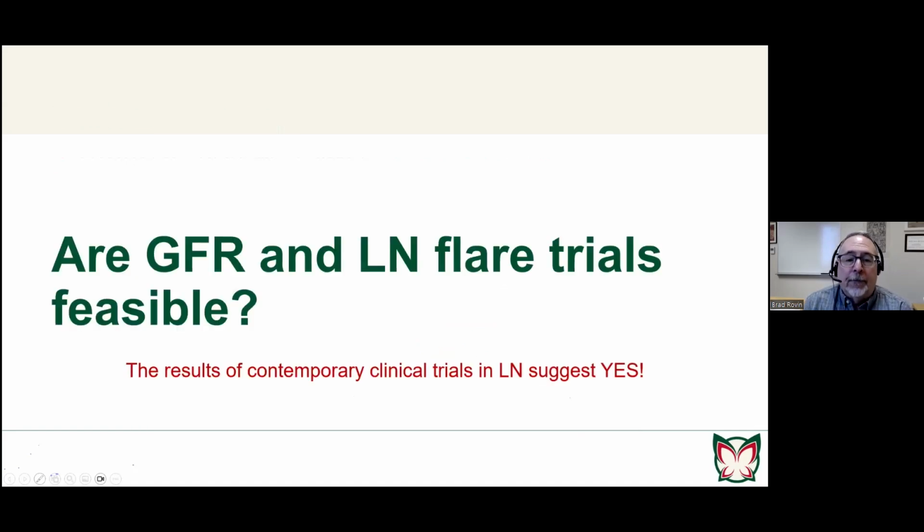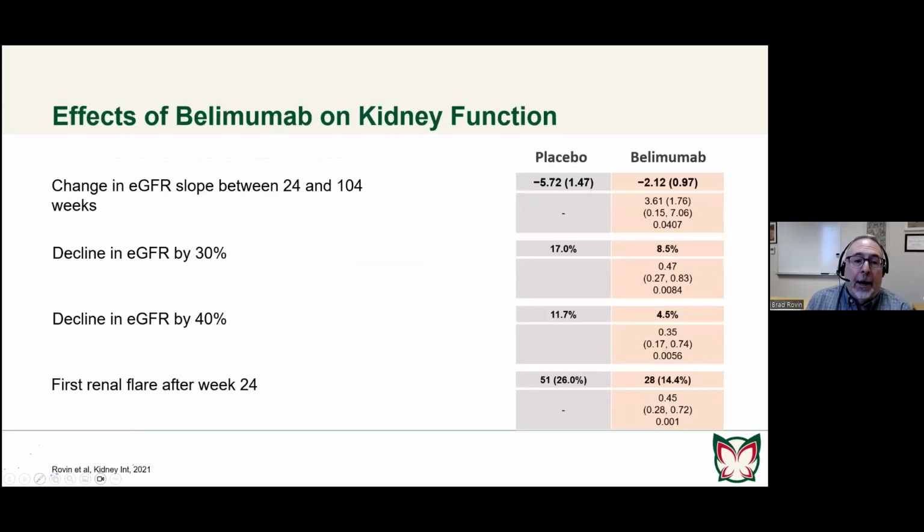So, are GFR and lupus nephritis flare trials feasible? And I would suggest to you that the results of contemporary clinical trials suggest they are. And the best example, or the first example really, is the effects of belimumab on kidney function.